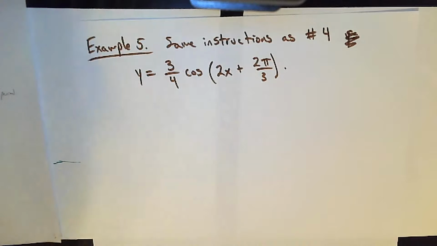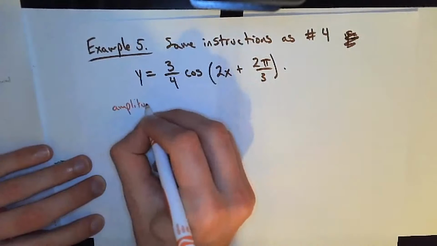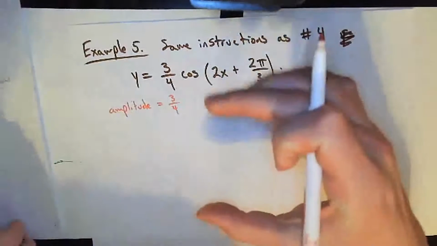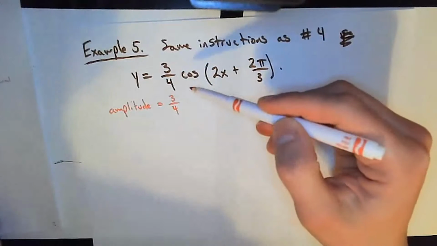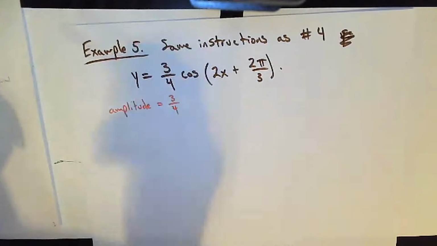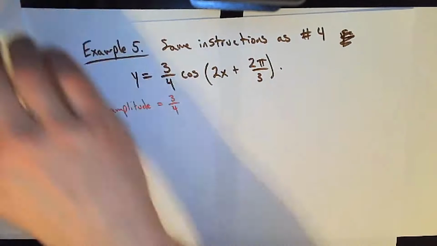All right, so I'm going to kind of model it like the way I did the last one. Amplitude is 3/4. So that means it's going to be a little bit squished vertically, because normally a base cosine graph has amplitude 1. So this is slightly squished vertically. Okay, not much else to say there. Amplitude is like the nicest, easiest thing to point out.